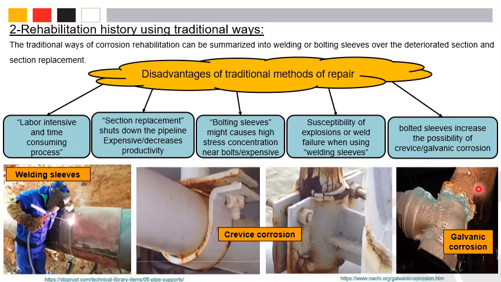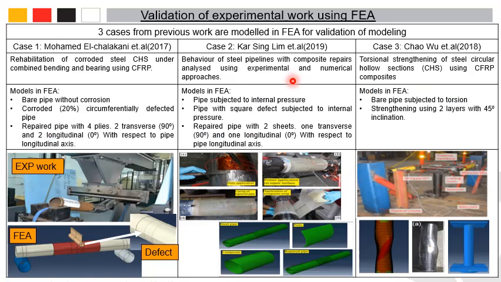And galvanic corrosion, as discussed earlier, occurs when there are two dissimilar metals next to each other. I chose three cases from previous work to be validated using finite element analysis. I will discuss two cases here due to shortage of time. The first case is the rehabilitation of corroded steel circular hollow sections under combined bending and bearing using CFRP.